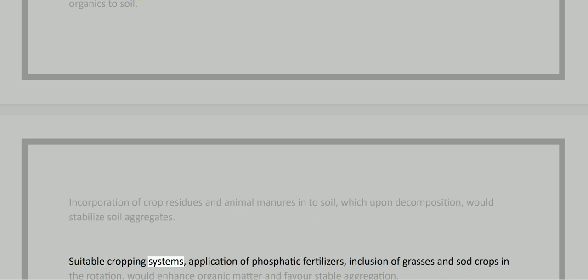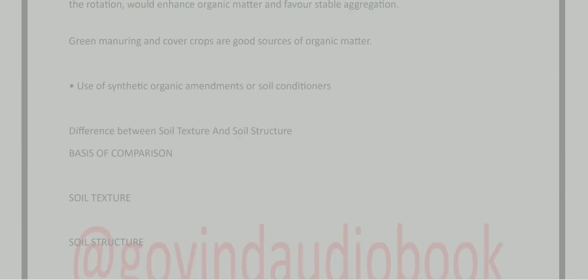Suitable cropping systems, application of phosphatic fertilizers, inclusion of grasses and sod crops in the rotation would enhance organic matter and favor stable aggregation. Green manuring and cover crops are good sources of organic matter. Use of synthetic organic amendments or soil conditioners.